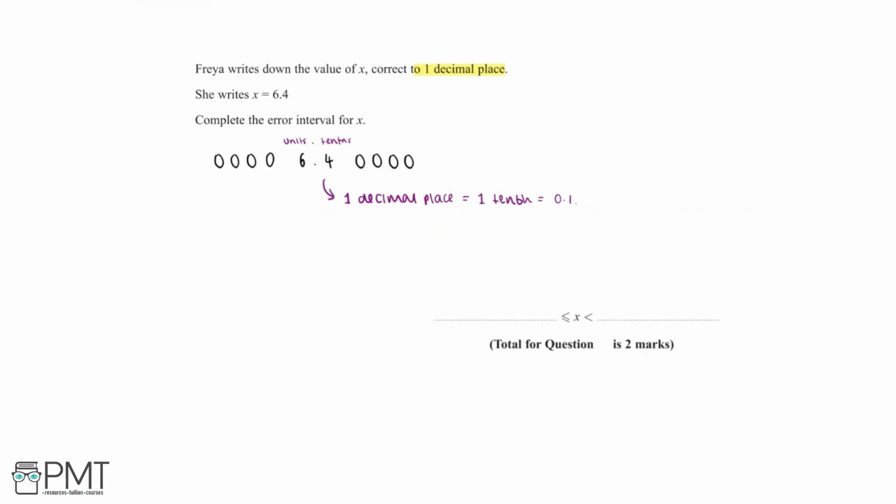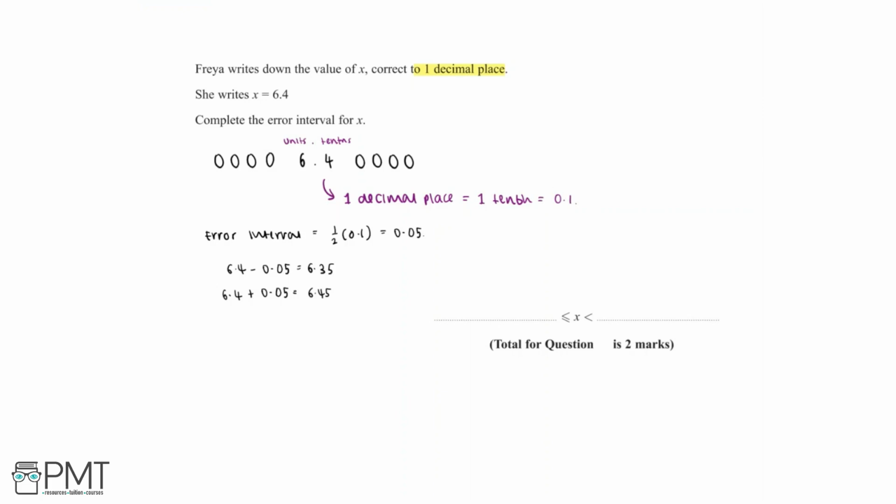To find the error interval for x, we need to find half of the place value. We said that the place value is equal to 0.1, and so half of 0.1 would be equal to 0.05. Because we've rounded to one decimal place, the error interval would be 0.05 on either side of x. X is equal to 6.4, and if the error interval is 0.05 on either side, we'll have 6.4 take away 0.05 on the left hand side, and 6.4 add 0.05 on the right hand side.